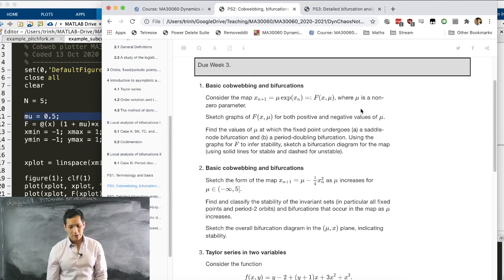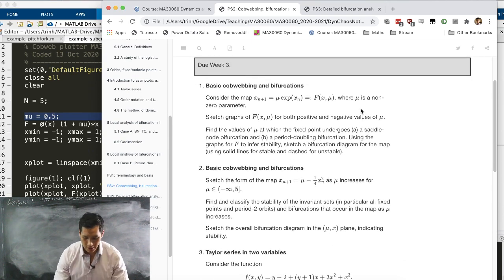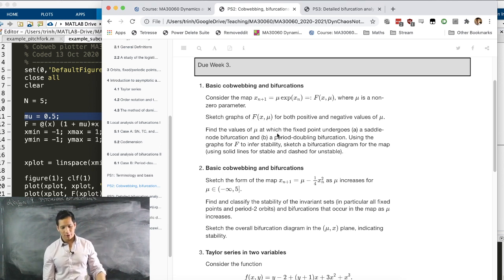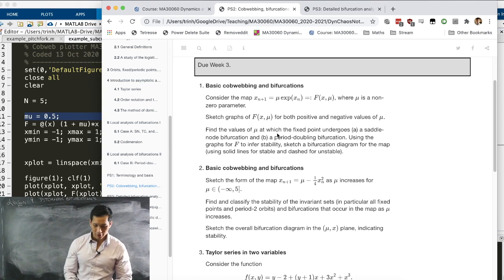So the question was essentially about this function, this number 1. Let's read the question together. Consider the map xn plus 1 is equal to mu times e to the x. This is your f. Where mu is a non-zero parameter. Sketch graphs of f for both positive and negative values of mu. Find values of mu at which the fixed point undergoes a saddle node bifurcation and a period doubling bifurcation. Use the graphs for f to infer stability. Sketch a bifurcation diagram for the map using solid lines for stable and dashed lines for unstable.